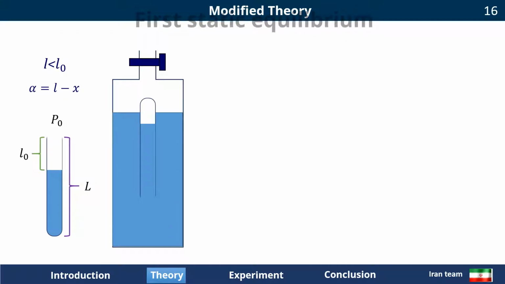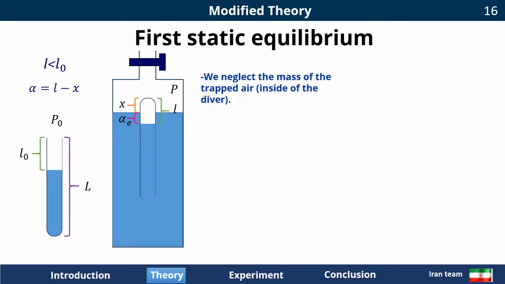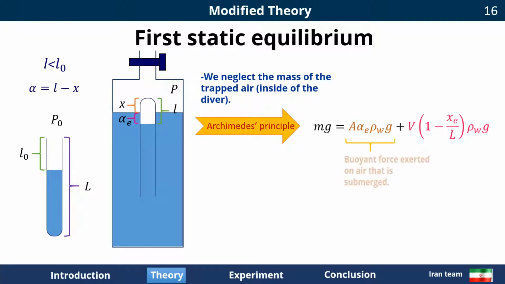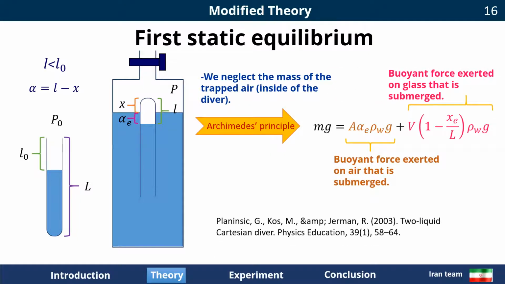Now let's discuss the first static equilibrium of our diver, when the pressure of the air inside of the bottle is P, and we call alpha alpha_E because our diver is in its static equilibrium. The mass of the trapped air inside of the diver is negligible compared to the mass of the test tube. So according to Archimedes' principle, we can write this equation. This term is the buoyant force exerted on air that is submerged, and this term is the buoyant force exerted on glass that is submerged.